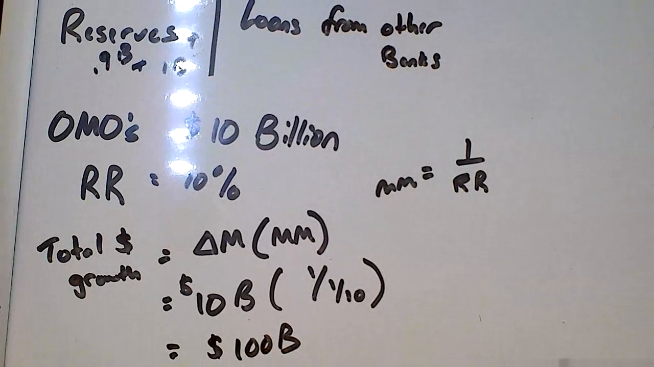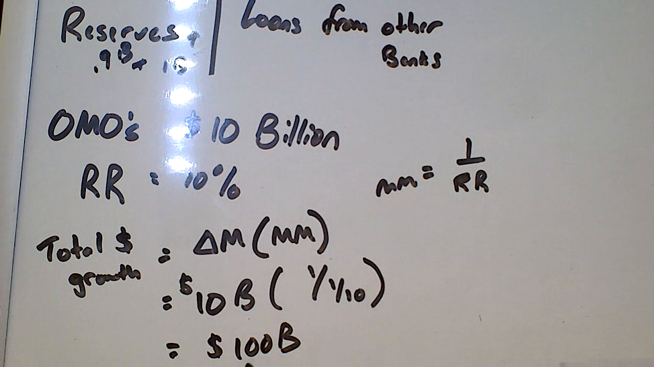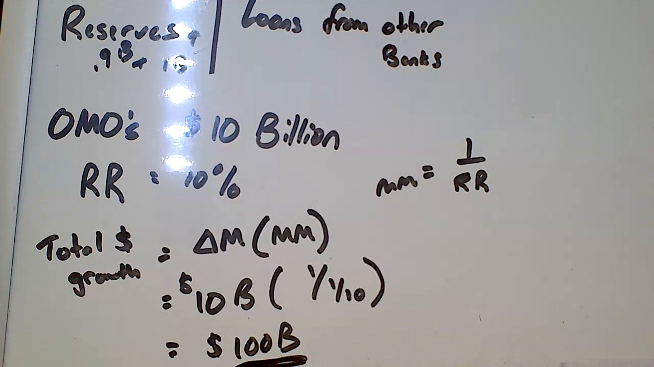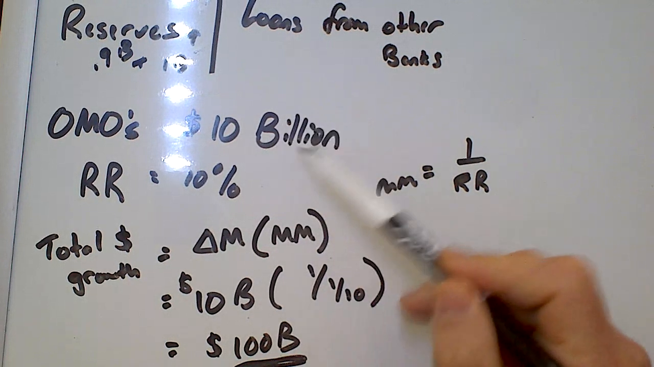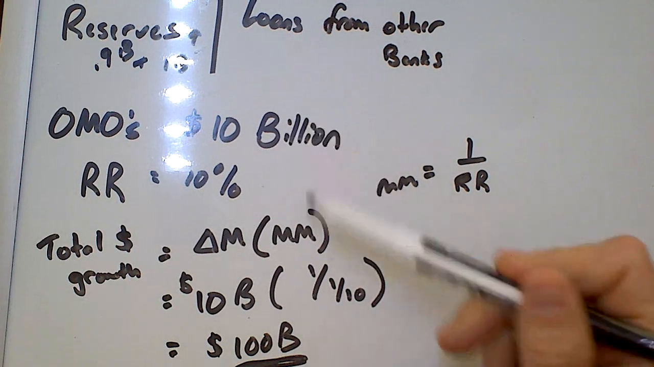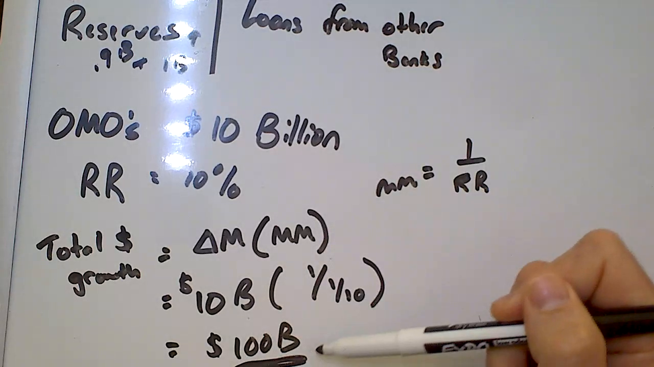So this problem tells us that if we want to expand the money supply by $100 billion, the Federal Reserve does not need to get $100 billion into banks' T-charts initially. They just need 10 billion. And if the reserve requirement is 10%, then that's going to grow as it flows through the system over and over again to $100 billion.